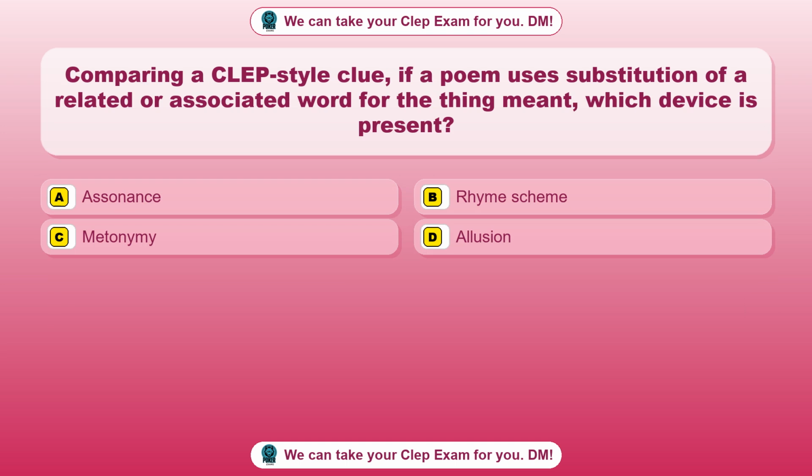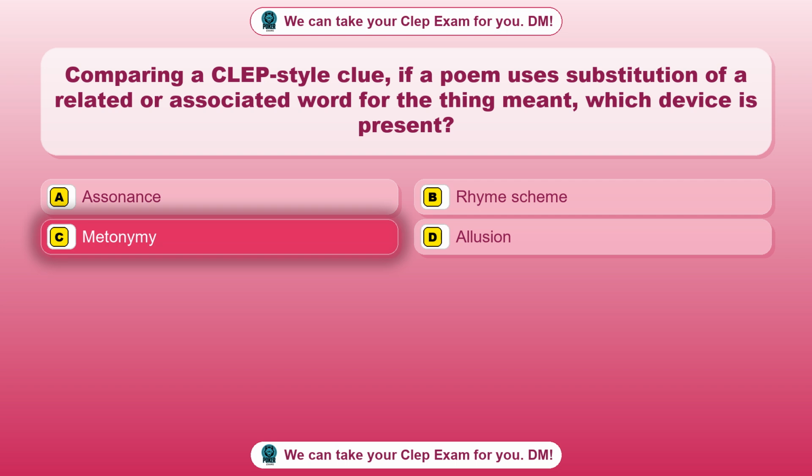Question 43. Comparing a CLEP style clue, if a poem uses substitution of a related or associated word for the thing meant, which device is present? Option A, assonance. Option B, rhyme scheme. Option C, metonymy. Option D, allusion. The correct answer is option C, metonymy.